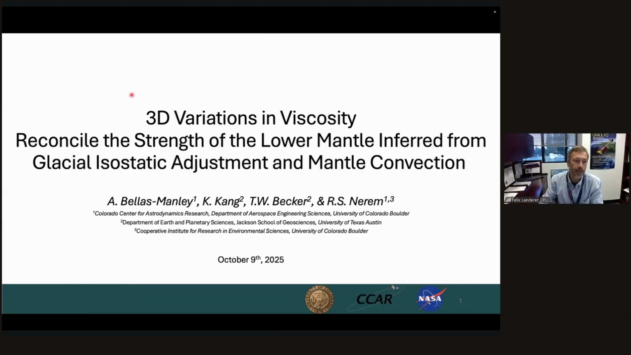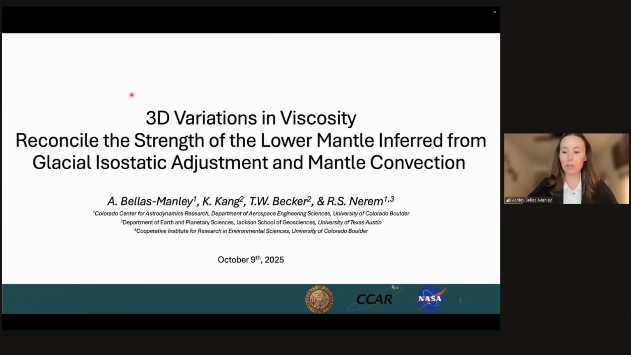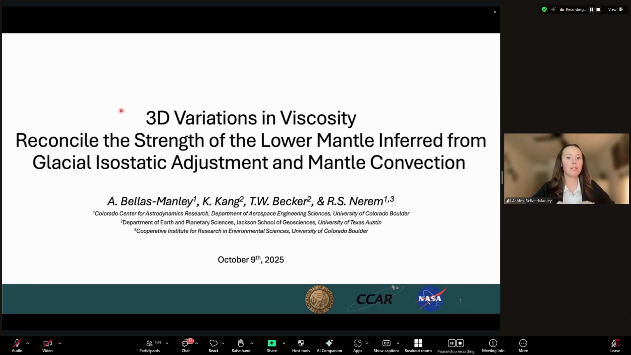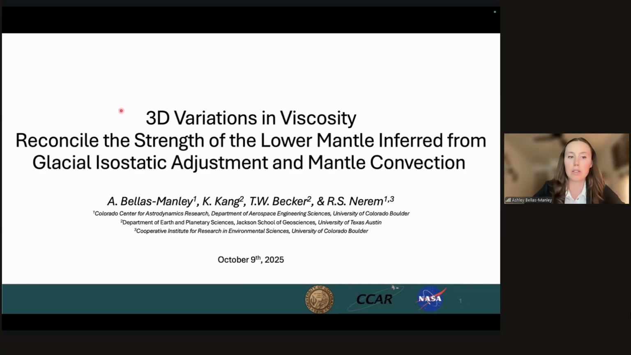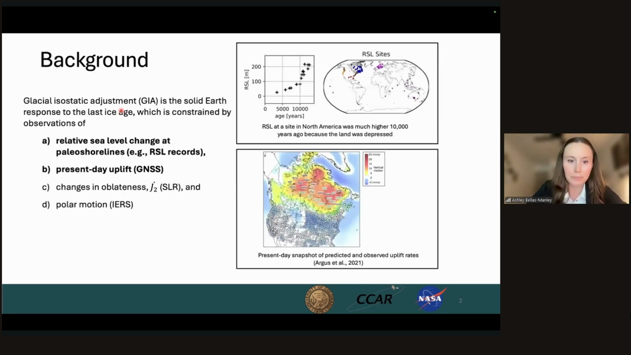Yes. Great. Okay, well, I'm really excited to present these results and really proud to be a part of this session. I found with the help of my co-authors that 3D variations in viscosity reconcile the strength of the lower mantle inferred from GIA and mantle convection.